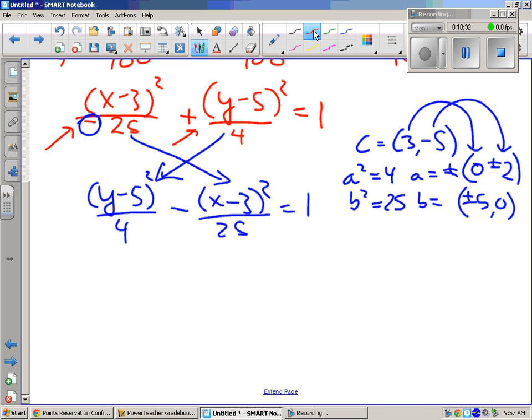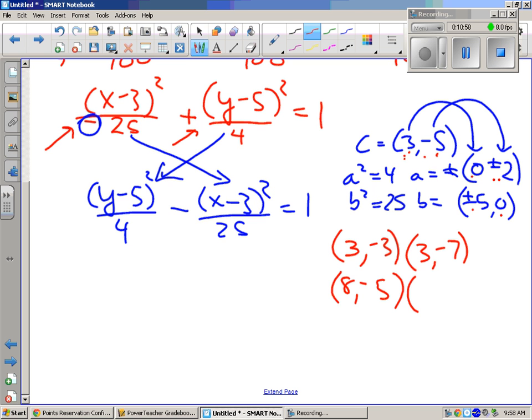So let's go a different color here. So 3 plus 0 is 3. -5 and a +2 would be -3. Again, 3 and 0 is 3. -5 and a -2 would be -7. Then I go to the next one, and I have 3 and a +5, a -5 and a 0. Then I have 3 and a -5, and a -5 and 0.